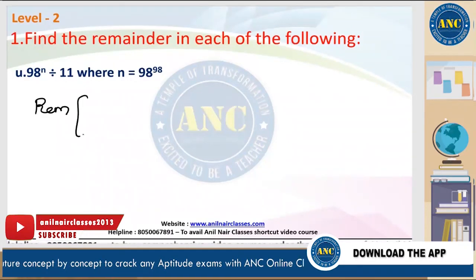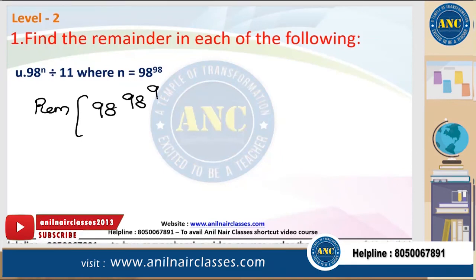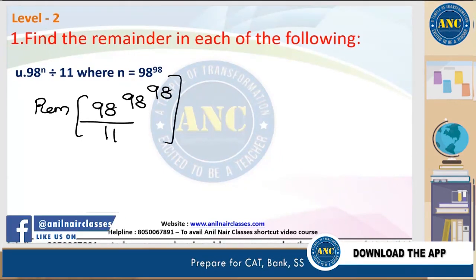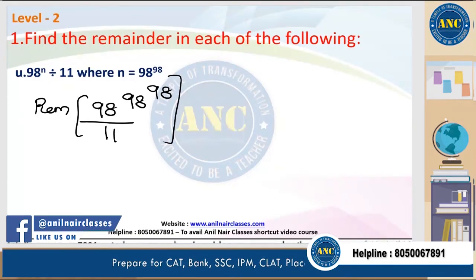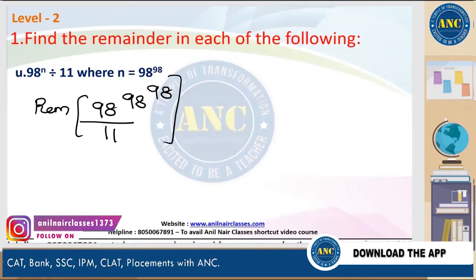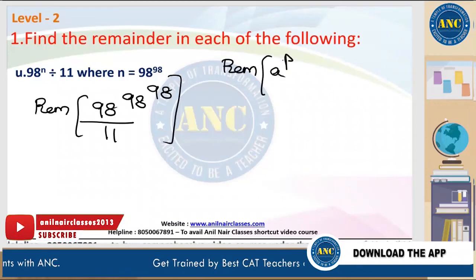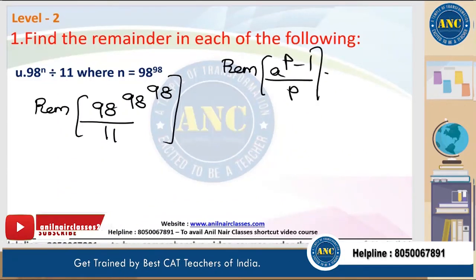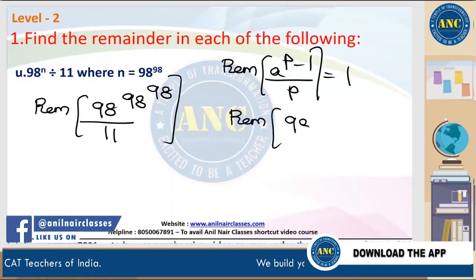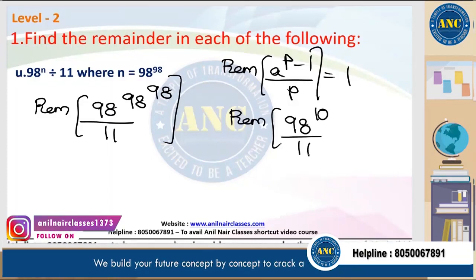98 power 98 power 98 divided by 11. Very good question it is. Extremely good question. 98 power 98 power 98 divided by 11. What is the concept which we are using? Remainder 1. A power p minus 1 divided by p is 1. So remainder 1. 98 power 10 divided by 11.